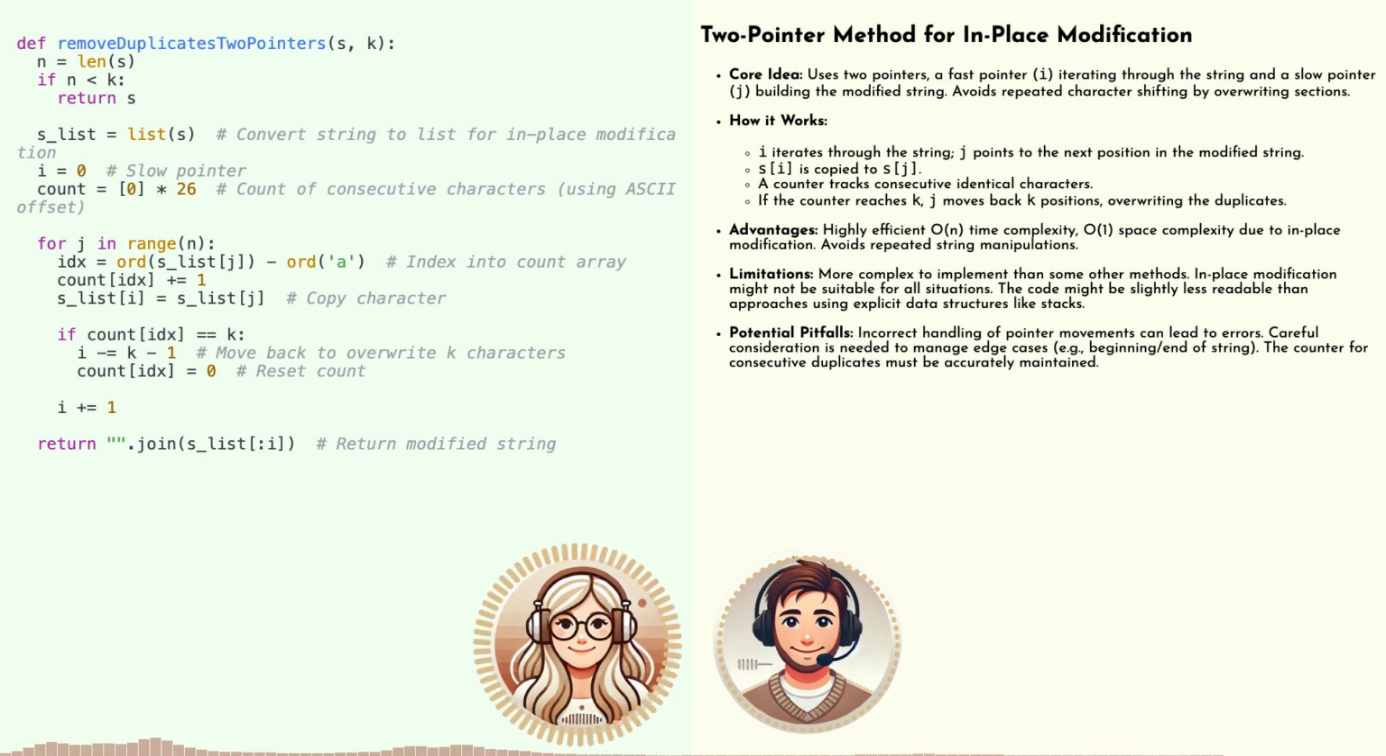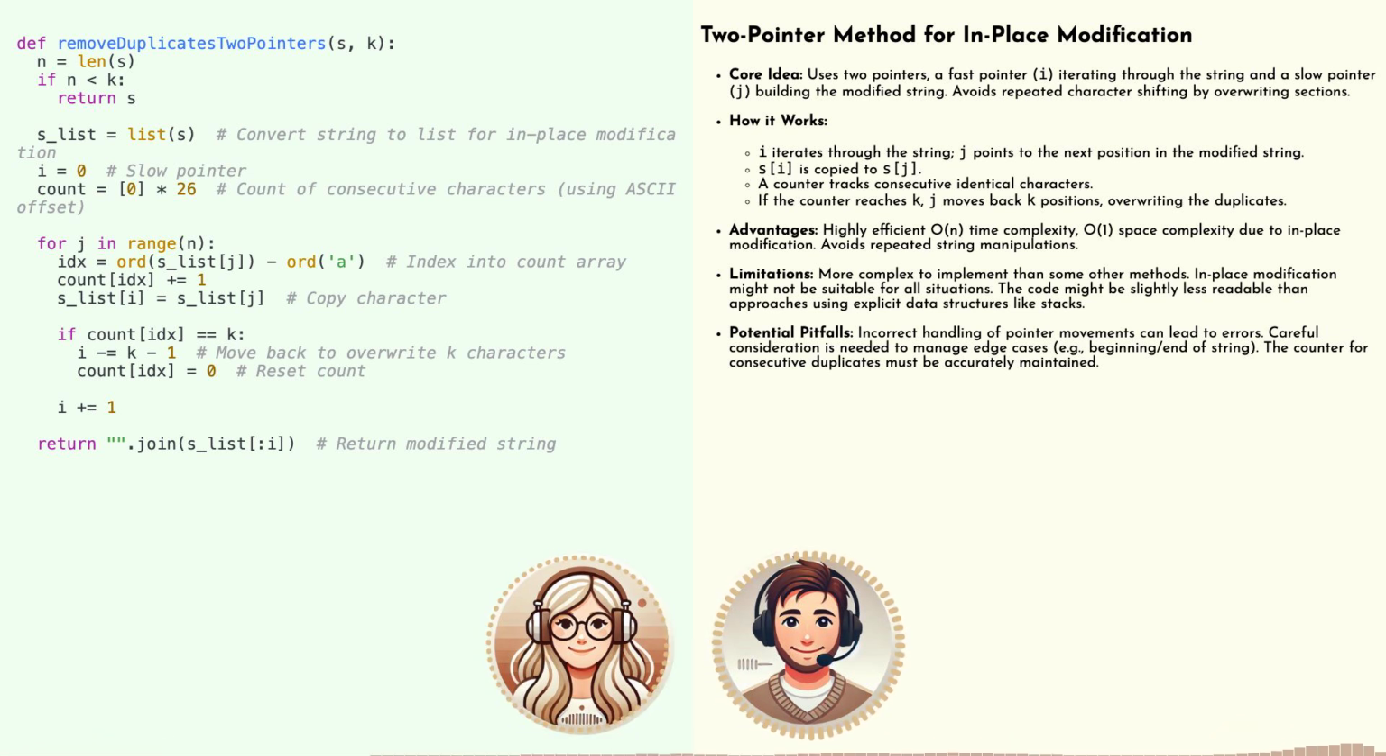So the fast pointer, we can call it I, is in charge of reading the string, and the slow pointer, which we can call J, handles the writing. As I scans through the string, we copy the character at position I to position J, basically overwriting any characters we no longer need. So it's like we're strategically covering up those unwanted characters. I like that.